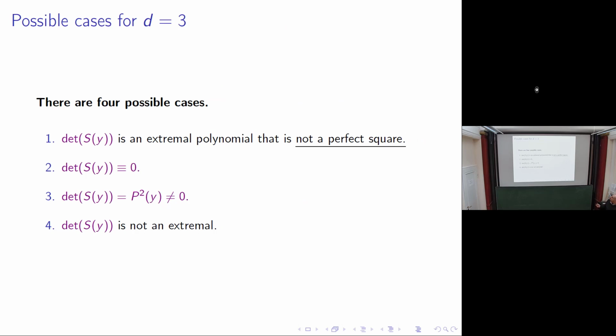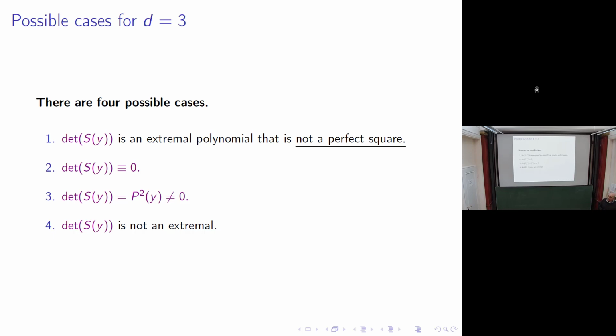Okay, then it turned out that these 4 cases are qualitatively different. So we separate the following 4 cases. Case 1 is when the determinant, now we will be in 3 dimensions, 3 by 3 for a while now. The first case is when the determinant is an extremal polynomial that is not a perfect square. As you remember, for the Choi-Lam example, it was something and it was definitely not a perfect square.